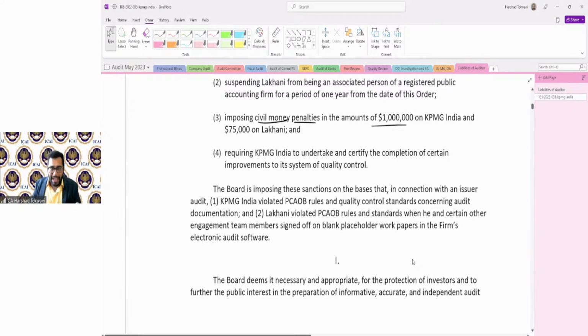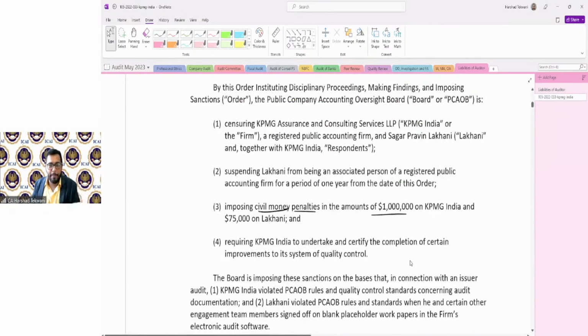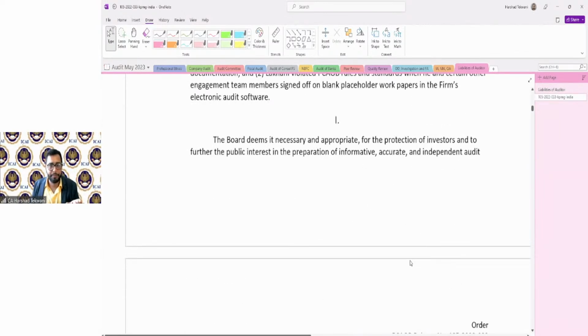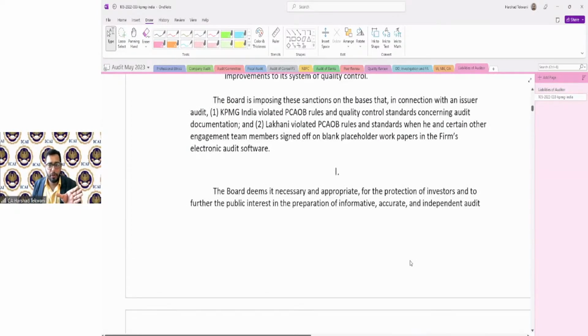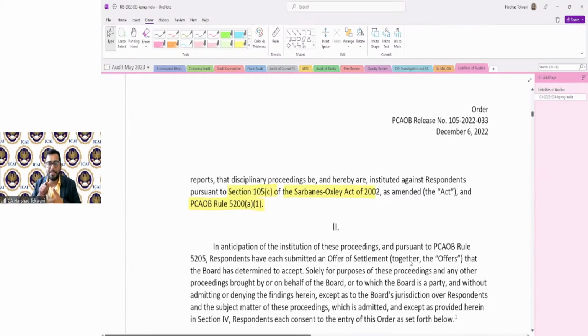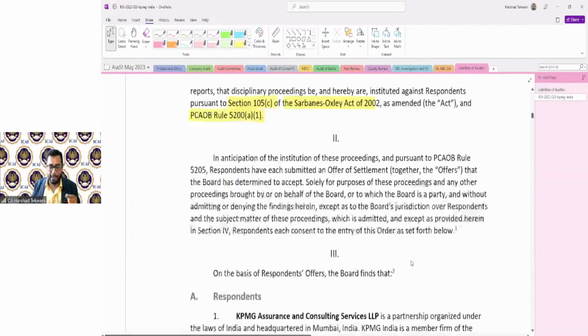the expected standard of care was not performed, and the PCAOB was relying upon this particular report. So in this case, it's the PCAOB that holds the auditor liable, because it was expecting a standard of care from a person within the Indian boundaries. But yes, this is how it impacts the Indian case also.